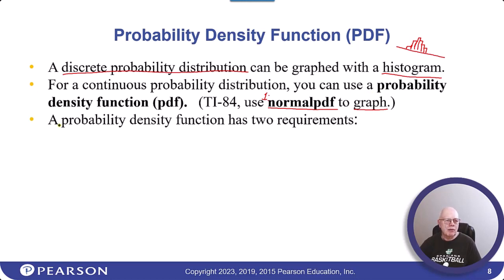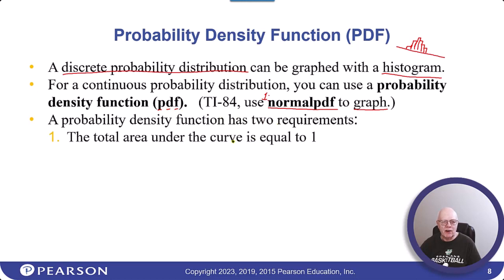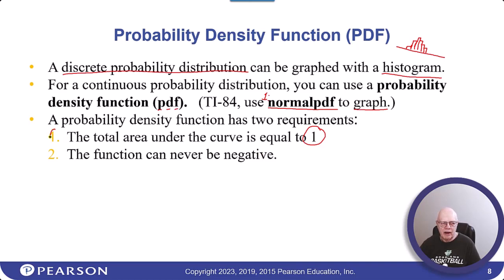Now that probability density function, that's what the PDF stands for, has two requirements. First of all, the area under the curve is equal to 1. Does that sound familiar? We mentioned that before. The function can never be negative. That means it never touches or crosses the x-axis. Remember those two. Very important.